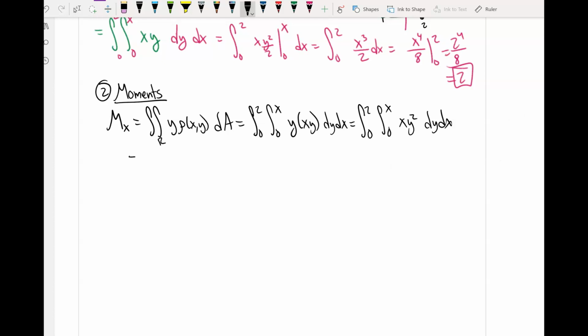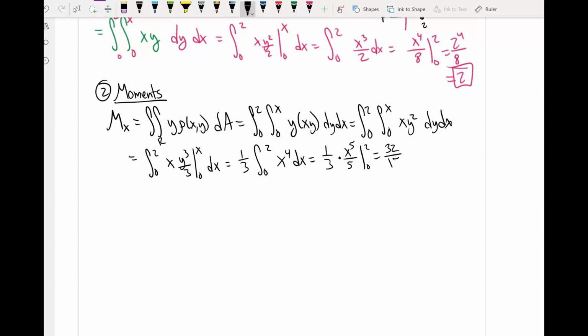So this is going to give me the integral from 0 to 2 of xy cubed over 3 from 0 to x dx. I'm going to pull out the 1/3. I'm going to get the integral from 0 to 2, and this is going to give me x to the 4th on the inside, dx. Then when I take the antiderivative, I'm going to get x to the 5 over 5 from 0 to 2. And that should give me 32 over 15.